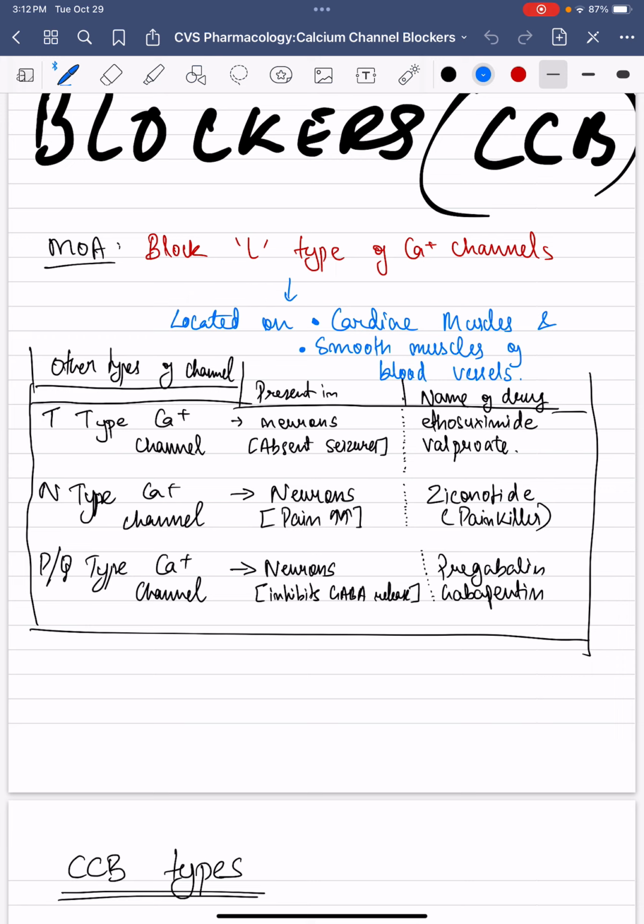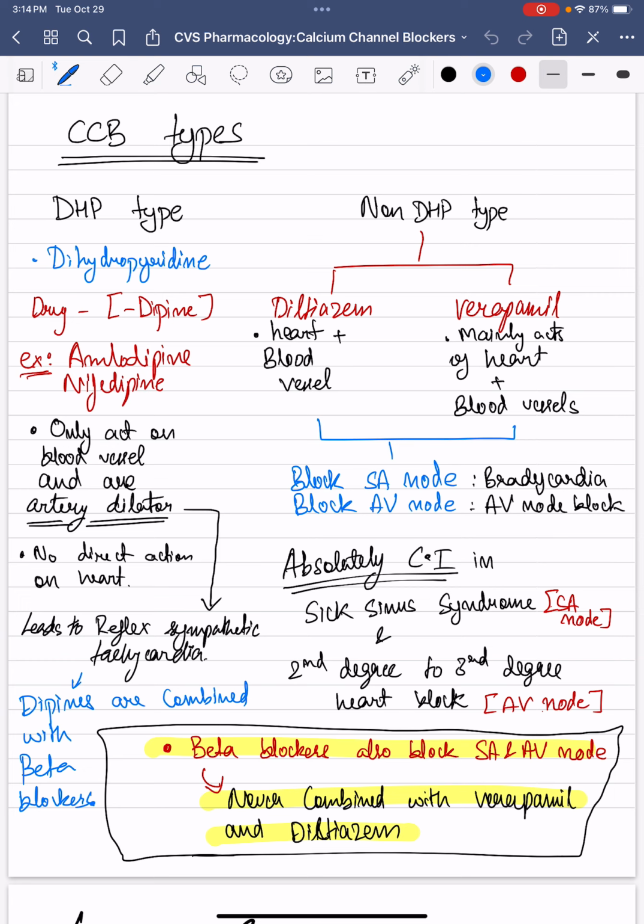Now there are two types of calcium channel blockers, the DHP type and the non-DHP type. So what is the DHP type? As we all know, the drugs that end with dipine, which are most commonly used, like nifedipine and amlodipine, are the DHP type drugs. These drugs end with dipine. Examples of it are of course amlodipine and nifedipine.